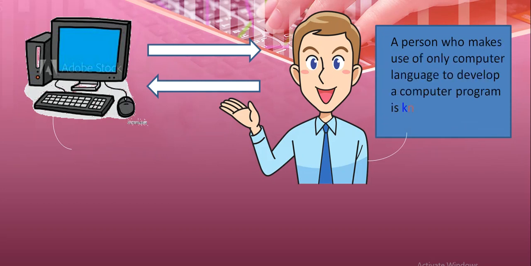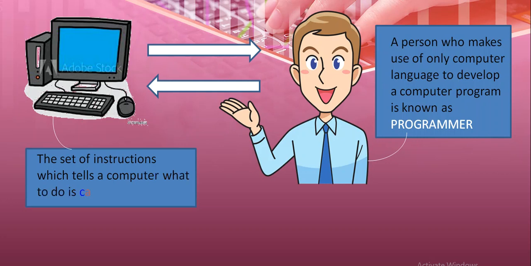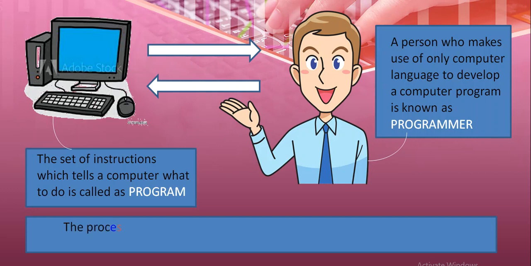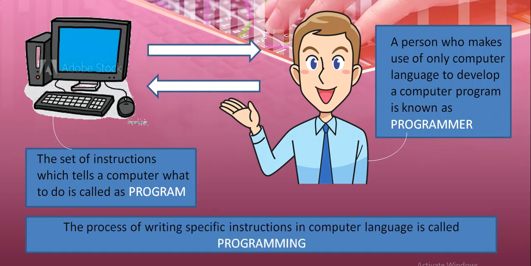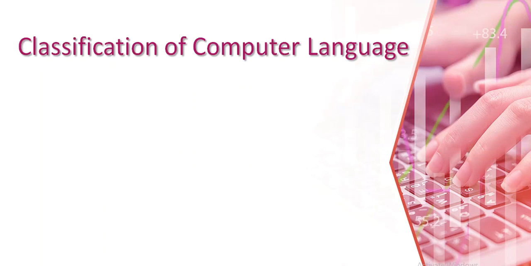The person who makes use of a computer language to develop a computer program is called a programmer. Now, what is a computer program? The set of instructions which tells the computer what to do is called a program. The process of writing specific instructions in computer language is called programming. So, what have you understood with this? Whoever makes use of the computer language is called a programmer. Whatever he is writing, the instructions he is giving to the computer, is called a program, and this process is known as programming.